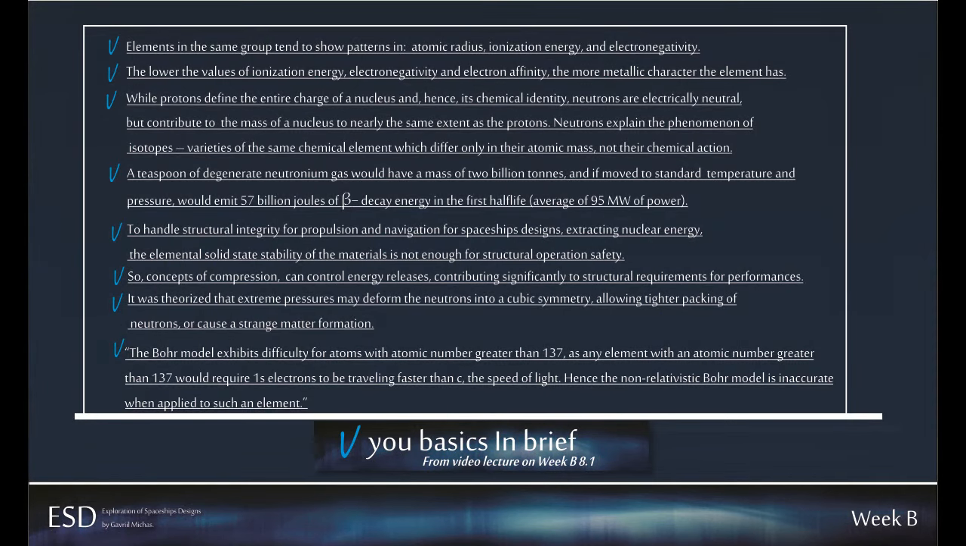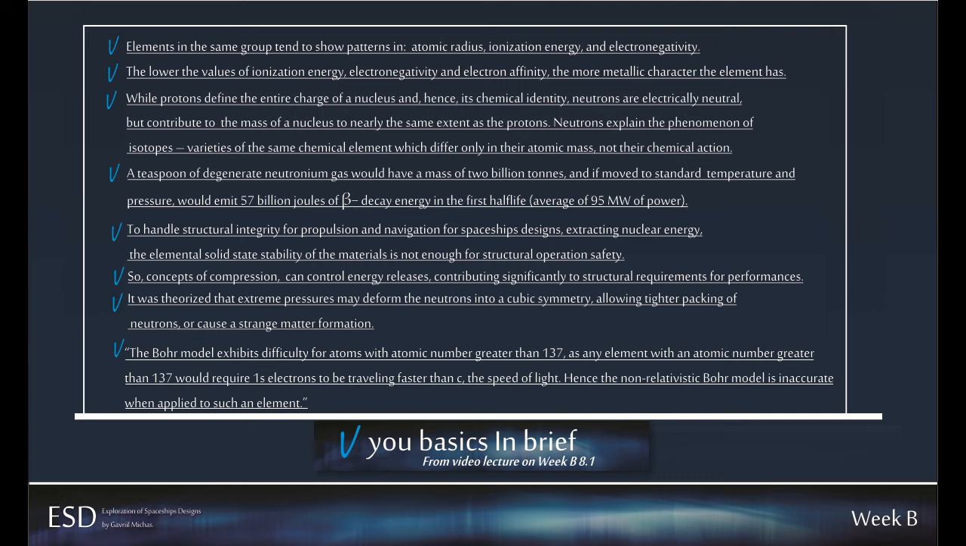Your basics in brief. Elements in the same group tend to show patterns in atomic radius, ionization energy, and electronegativity. The lower the values of ionization energy, electronegativity and electron affinity, the more metallic character the element has. While protons define the entire charge of a nucleus and, hence, its chemical identity, neutrons are electrically neutral, but contribute to the mass of a nucleus to nearly the same extent as the protons. Neutrons explain the phenomenon of isotopes: varieties of the same chemical element, which differ only in their atomic mass, not their chemical action.